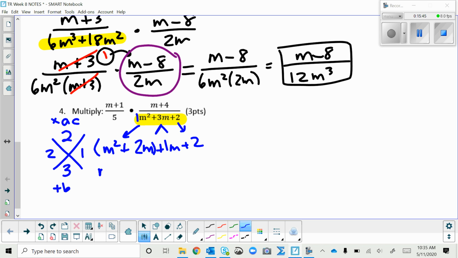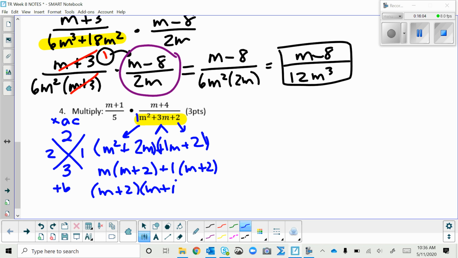The GCF here pulls out and leaves me m times m plus 2. The only thing in the second group that they have in common is just 1, so we pull the 1 out. And now they have m plus 2 in common times m plus 1. So I will rewrite that problem as this.